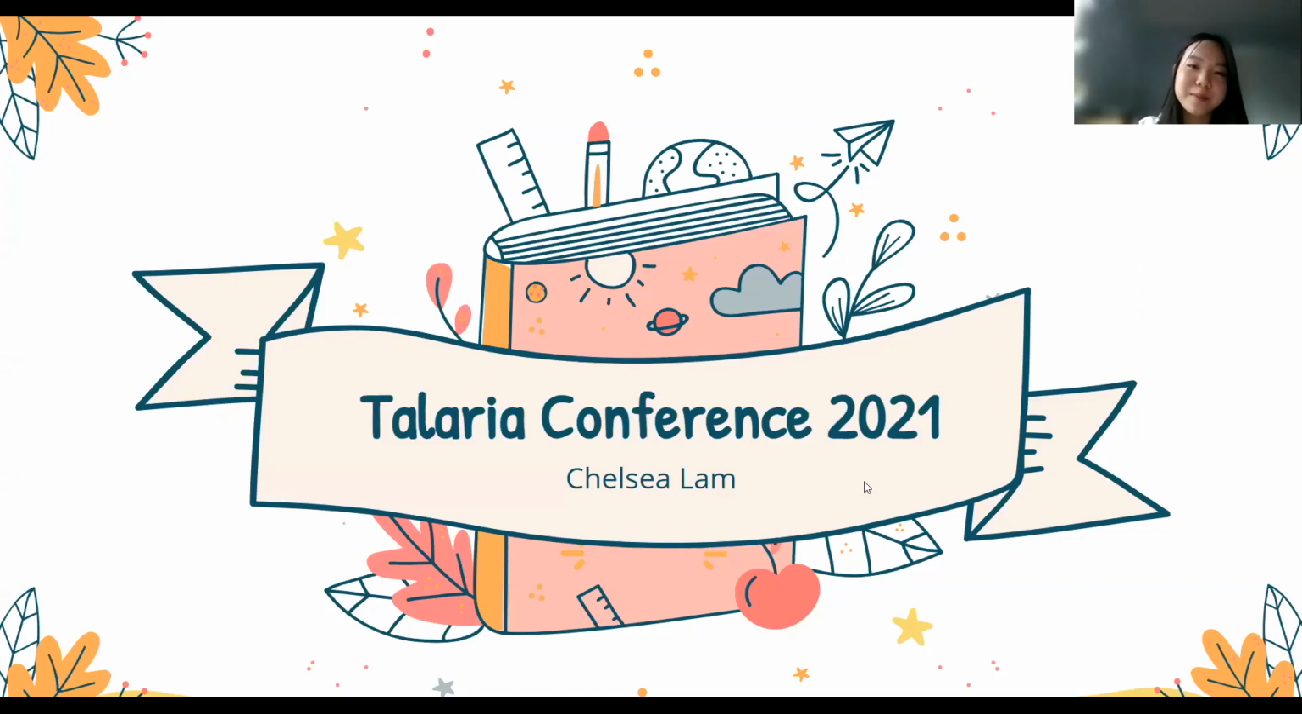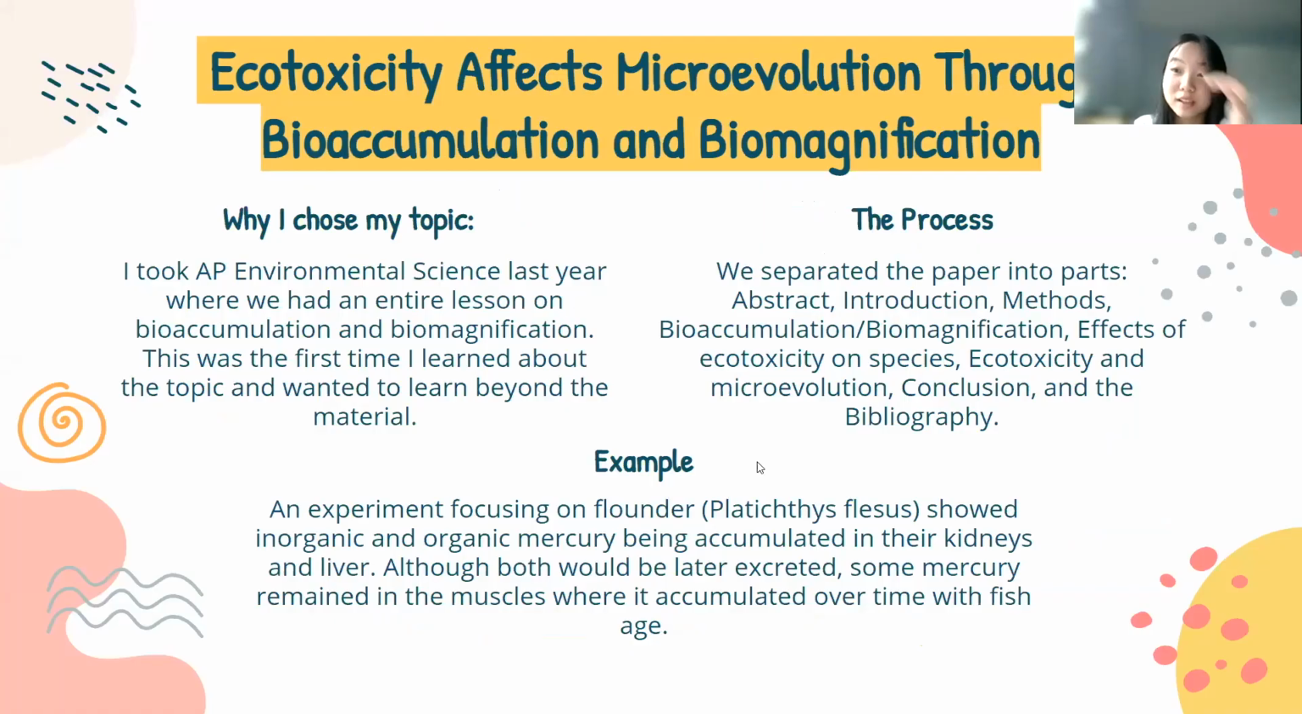The topic that I picked was bioaccumulation and biomagnification and its effects on microevolution through ecotoxicity. So the first thing is, why did I choose this topic? I chose this topic because I took AP Environmental Science last year in my junior year, and we had an entire lesson on bioaccumulation and biomagnification. I found that topic very interesting, and I wanted to learn beyond the material.